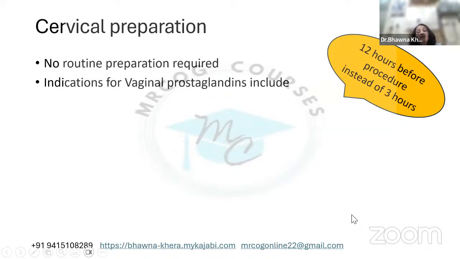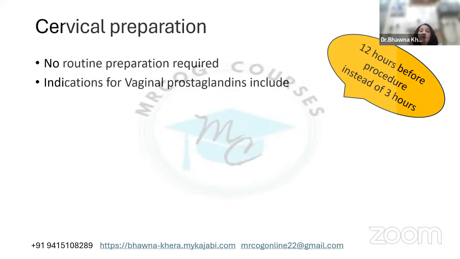Now, something about the cervical preparation. So what we need to do in the cervical preparation? No routine preparation is required, right? So no routine preparation is required ideally. If required, we can use the vaginal prostaglandins, right? So if at all it is required, then we can use the vaginal prostaglandins.